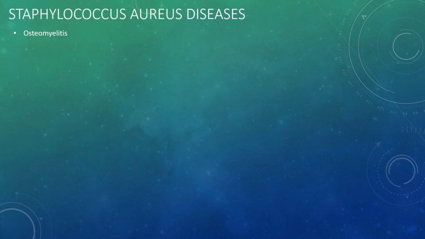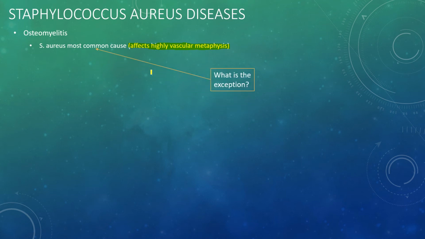So now some more septic arthritis diseases. Don't worry, we're almost done. So osteomyelitis. Staph aureus is the most common cause. It affects the highly vascular metaphysis of the bone. Metaphysis is where the epiphysis and diaphysis meet, where the epiphysis becomes a diaphysis and vice versa. So that's very vascular, so Staph aureus will come and infect it.